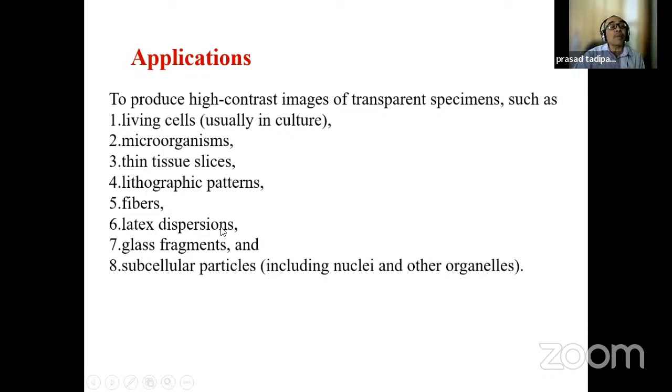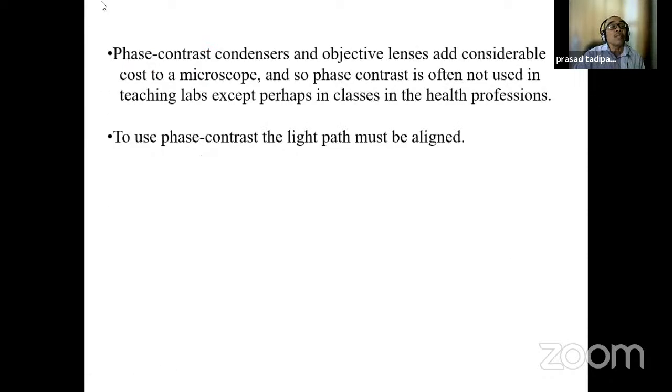But it has its own drawbacks. What are those drawbacks? We will see. Phase contrast condenser and objective lenses are very expensive. So it is not possible to use them in all teaching labs, and it is quite expensive, except in the health profession. One cannot afford to use it. Also, to use phase contrast, the light path must be aligned, so alignment and other small complications also arise. Those things we have to take care of.